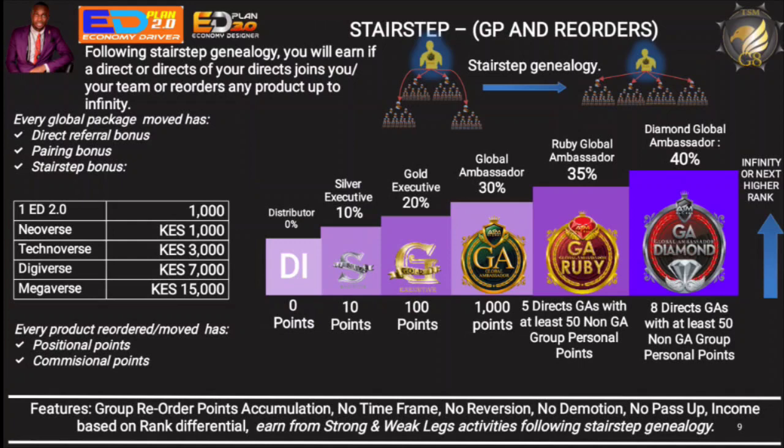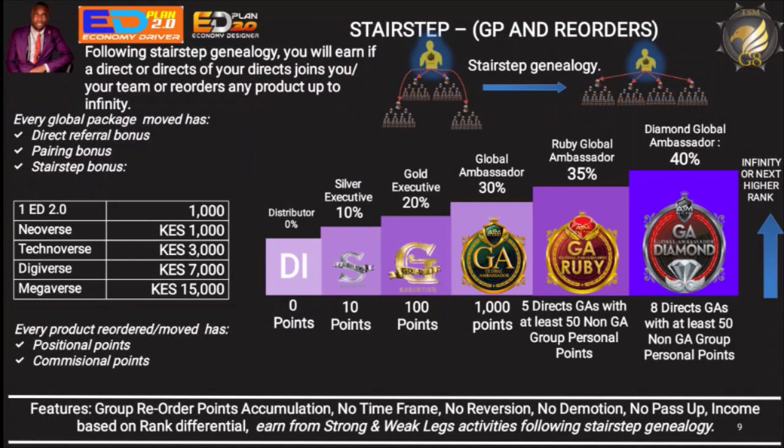That is why it is very important for you to be able to help people in your team succeed, okay? No time frame means you can join today and you work very hard and you can achieve any rank you want. No reversion means if you have increased a rank, maybe let's say you have become a silver executive, there is no day you will be demoted. You will remain either as a silver executive or you will keep on raising the rank, okay? No demotion also means you cannot be removed from a gold executive to anything down.